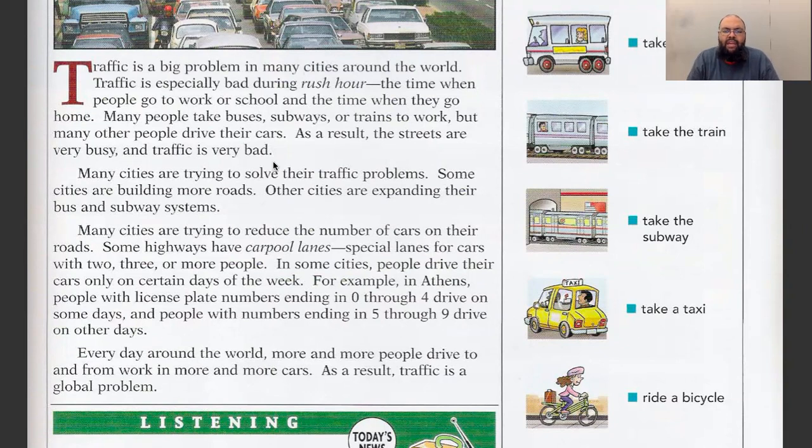For example, in Athens, people with license plate numbers ending in 0 through 4 drive on some days, and people with numbers ending in 5 through 9 drive on other days. Every day around the world, more and more people drive to and from work in more and more cars. As a result, traffic is a global problem.